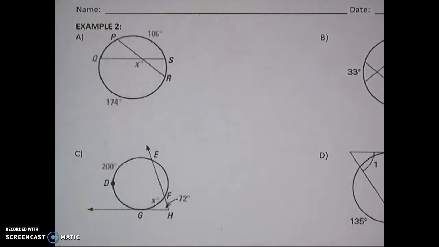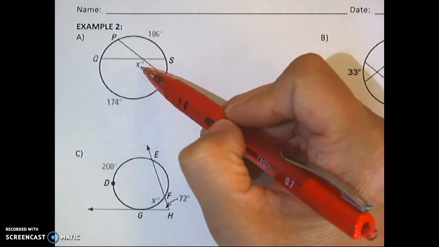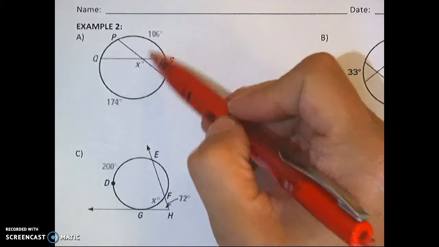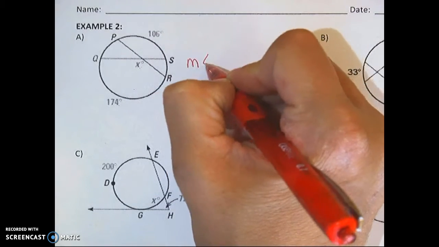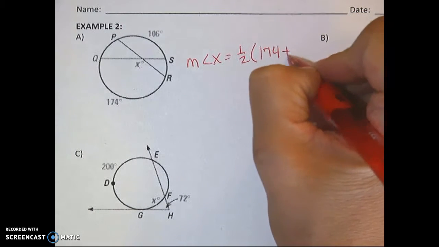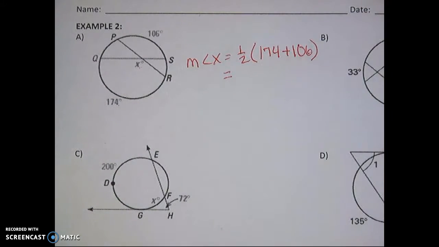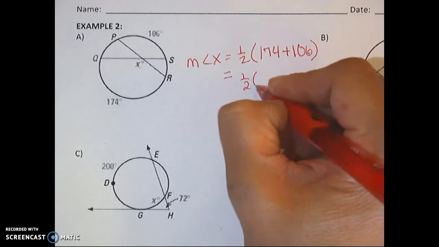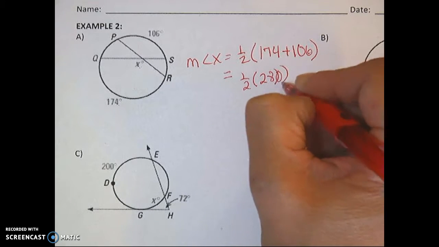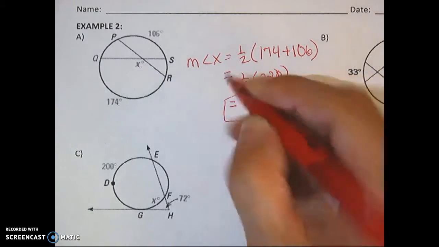If I look at example 2, example 2 is one of the chord problems. So I have two chords that intersect inside the circle. The measurement of this angle, X, is 1/2 the sum of these two arcs. So the measurement of angle X is 1/2 times 174 plus 106. When I add 174 and 106 together, you get 280. Then you take half of that, and the angle measure is 140 degrees.